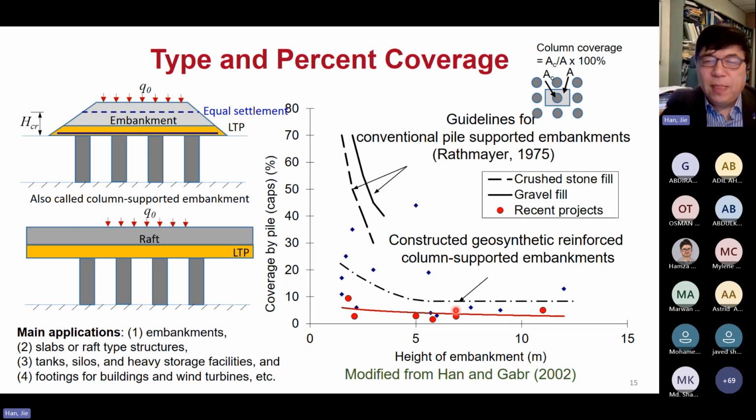And recently, I collected more data, and the recent data show something around 5%. But that is basically after people started to use rigid inclusions and continued to reduce the percent of coverage, or area replacement. Of course that creates a more economical solution, but sometimes it also creates a problem, because if you have a lower percent of coverage, you will provide less support for the structure or embankment.